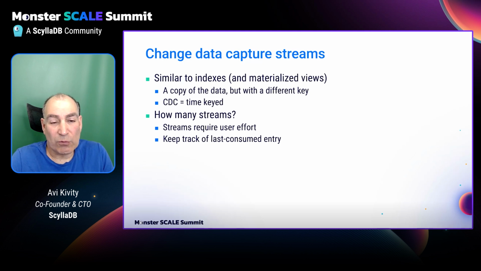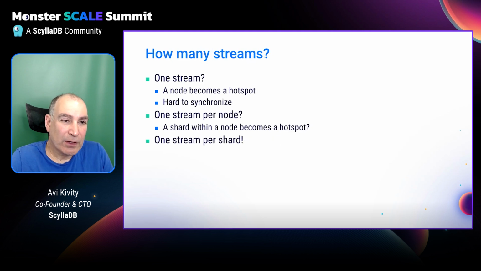And the question is, how many streams to use? And the obvious answer that the user would want is, give me just one stream and I will just pull the records one by one. And every stream that you add to the user, that's more effort. You need to store the position within the stream. You need to store it somewhere, and you need processes to consume those streams. So it would be best to minimize the number of streams.